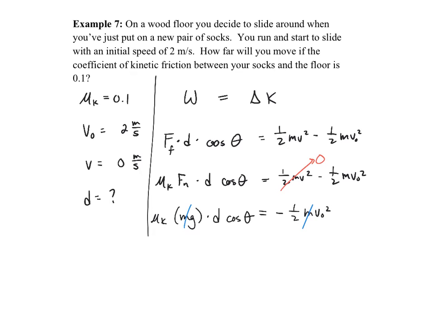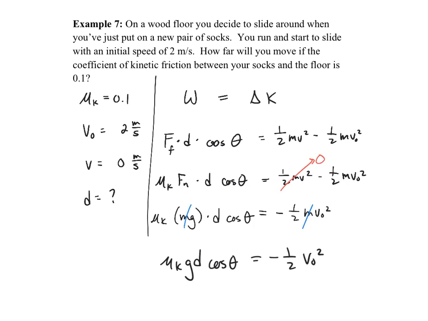And this problem simplifies a bit. Mu k d, there's a g in there, sorry. Mu k g d cos theta equals negative 1/2 v naught squared. I'm dropping my masses off.